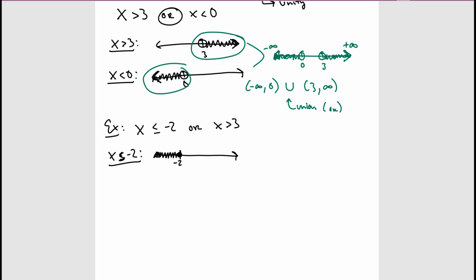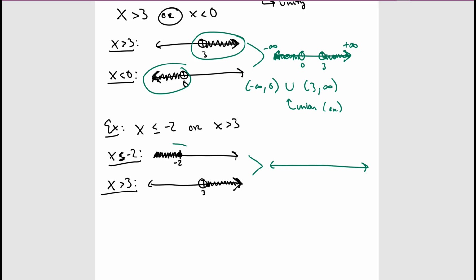Then we're going to have x is greater than 3. Well, 3 is right here, around there. This one's not included, and it's everything that's greater than. Everything that's greater than is over here. Okay? So together, all in one union, is going to be the following thing.